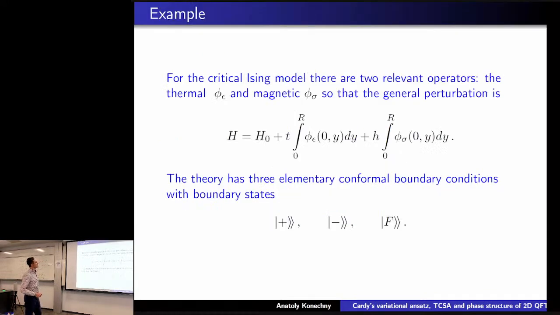So one concrete example would be the two-dimensional Ising model perturbed by a general perturbation. It has only two relevant operators: the thermal perturbation and the magnetic field. And it has three elementary conformal boundary conditions, which correspond to the two fixed spin boundary conditions and the free boundary condition, which is Z2 symmetric.